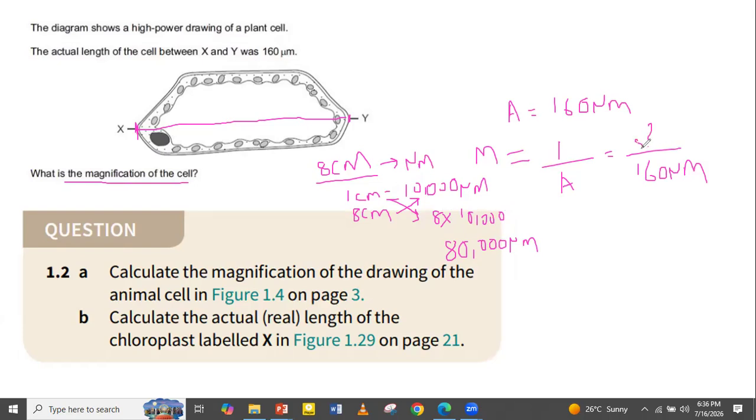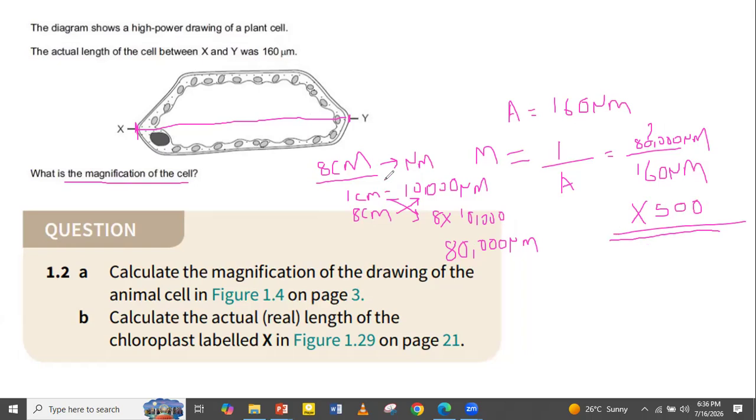So I'll have 80,000 micrometers divided by 160. You do the math, 80,000 divided by 160, and the answer is 500. Remember, it's magnification, so don't forget the multiplication sign. So that is our answer. That is the magnification of this cell.